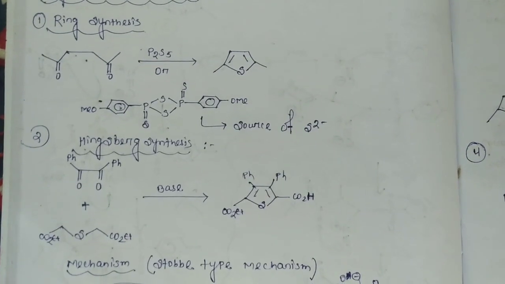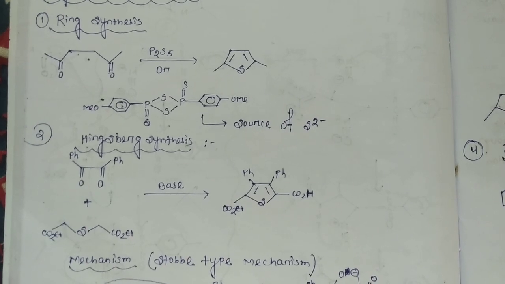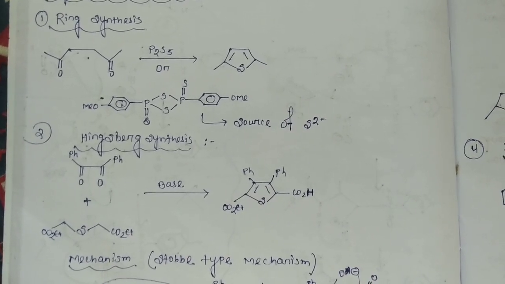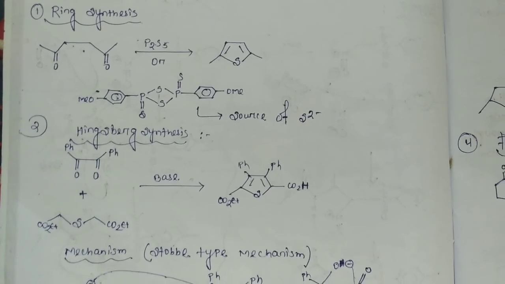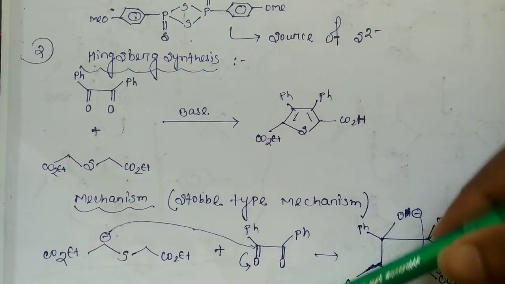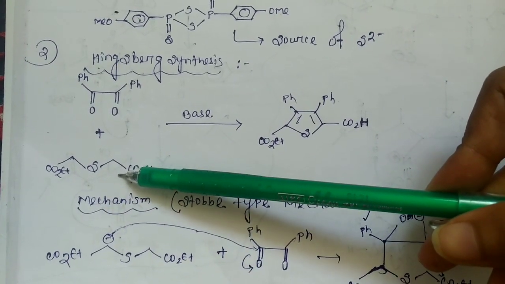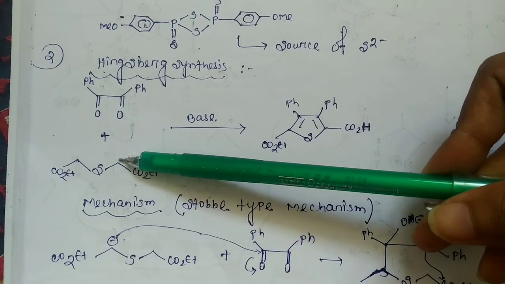The second one is the Hinsberg synthesis, where from a 1,2-dicarbonyl compound and this sulfur compound, by treating with base, we get the substituted thiophene. Here, the base attacks here. If we consider the mechanism, the base abstracts the proton from here.